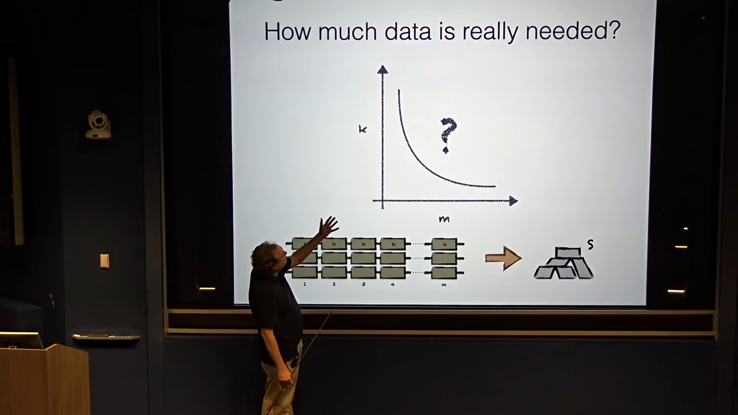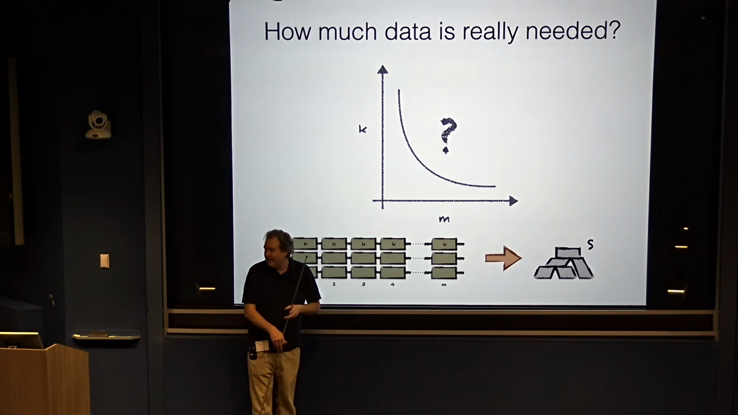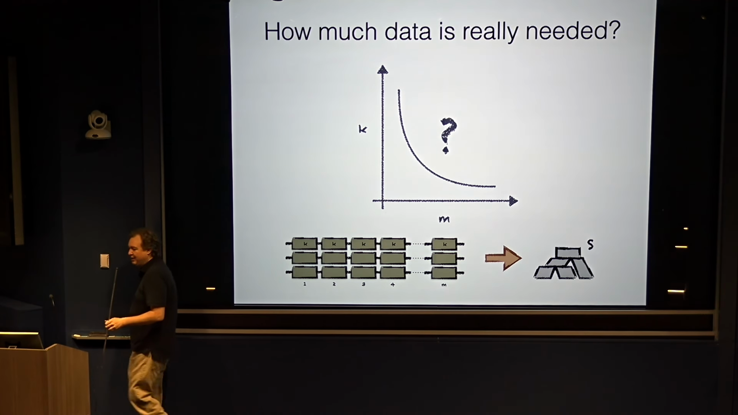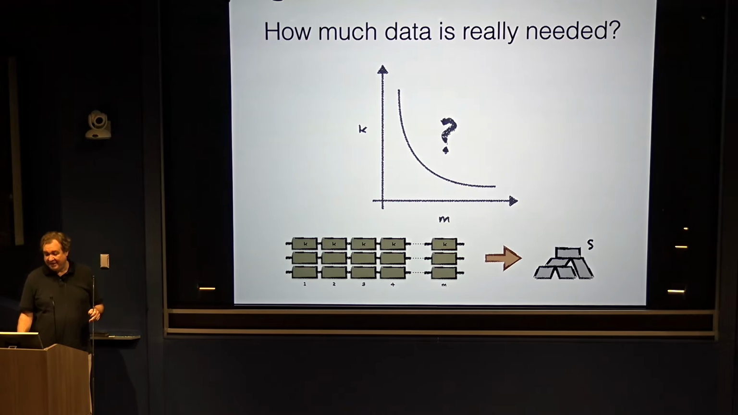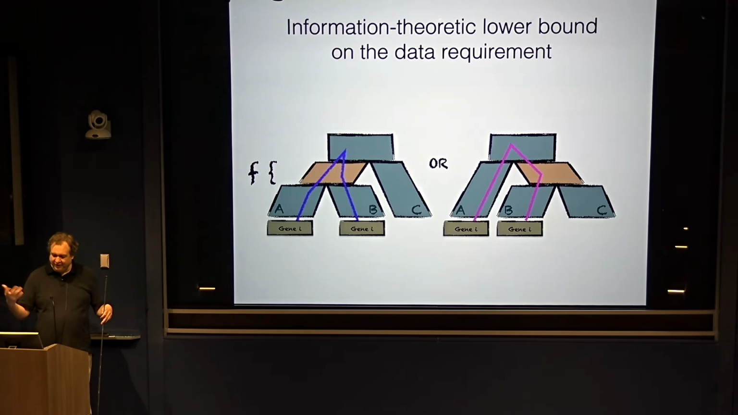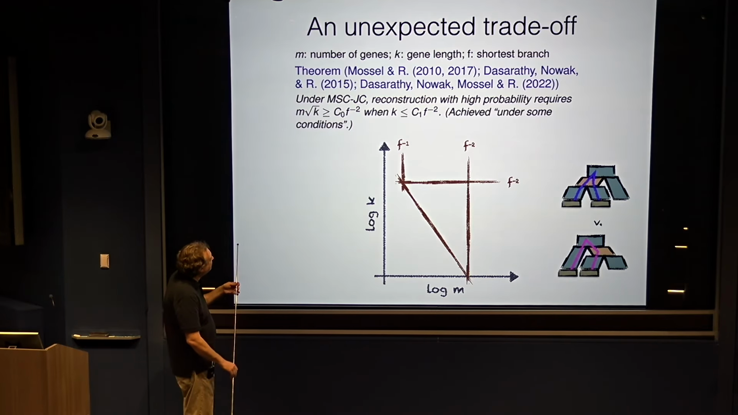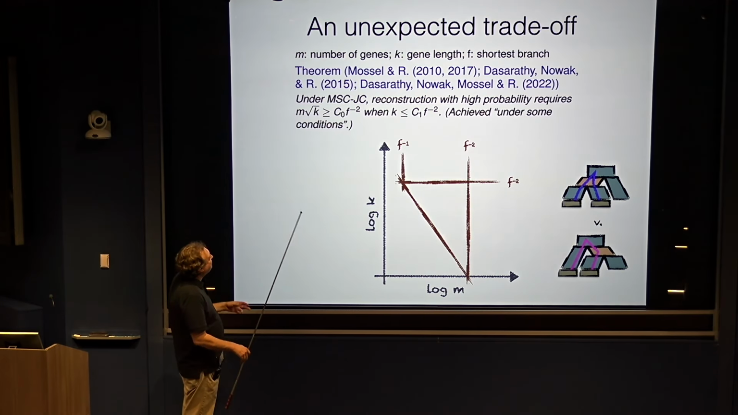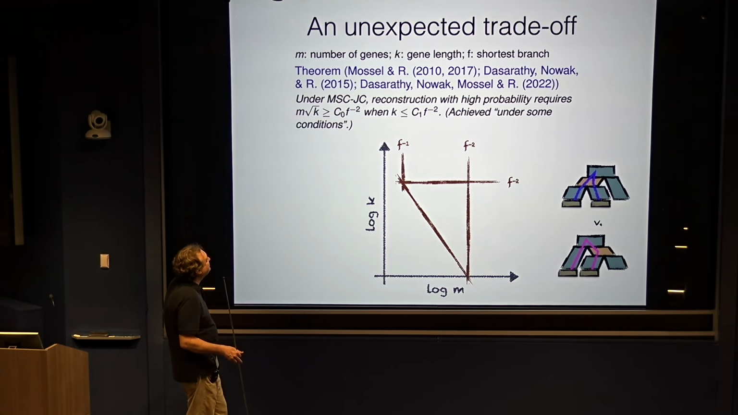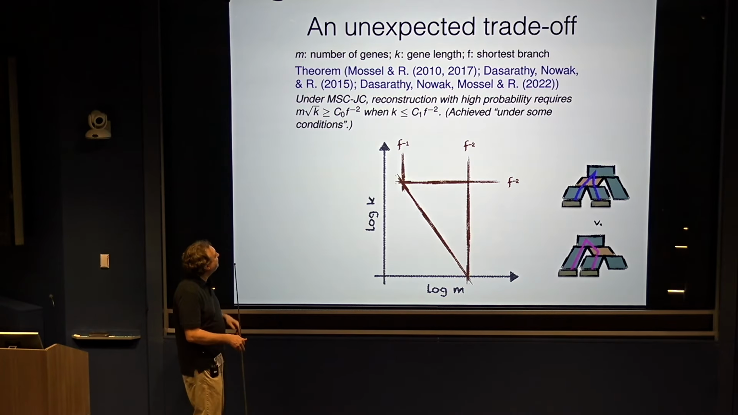Where can I reconstruct in this picture? Given a certain number of genes and a certain sequence length for each of them, where can I reconstruct, and what methods actually achieve this? You can do the same sort of information-theoretic argument: you compare two of these models, and you can show this sort of thing. We've been working on this for many years now, developing this sort of phase diagram of where in this space it is possible to reconstruct species trees with high probability.